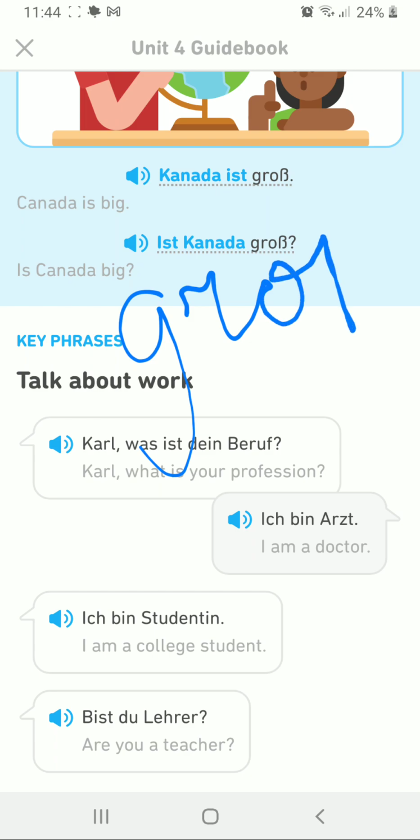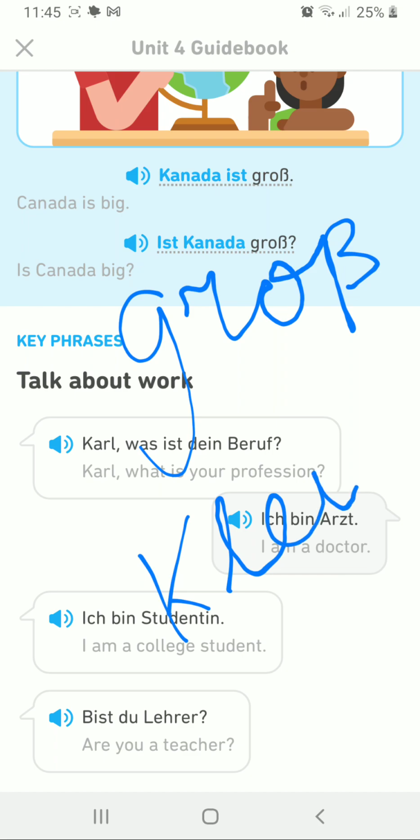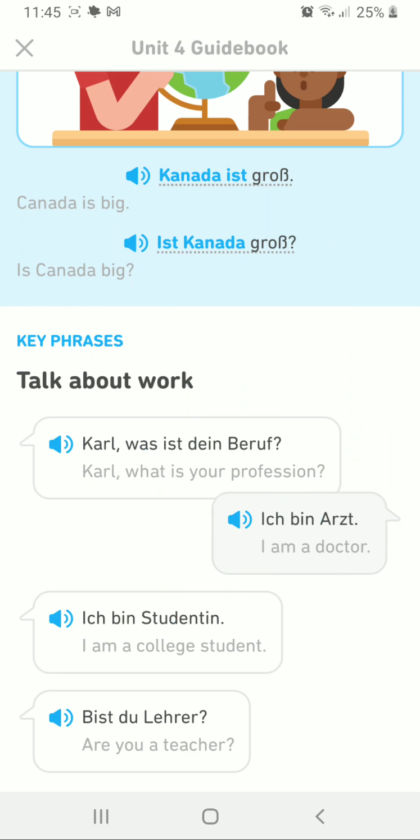We also know how to say small, which is klein. So klein means small, and groß means tall or big. It can be both, yeah. It's not both at the same time. It can be either that one or that. But it means both.